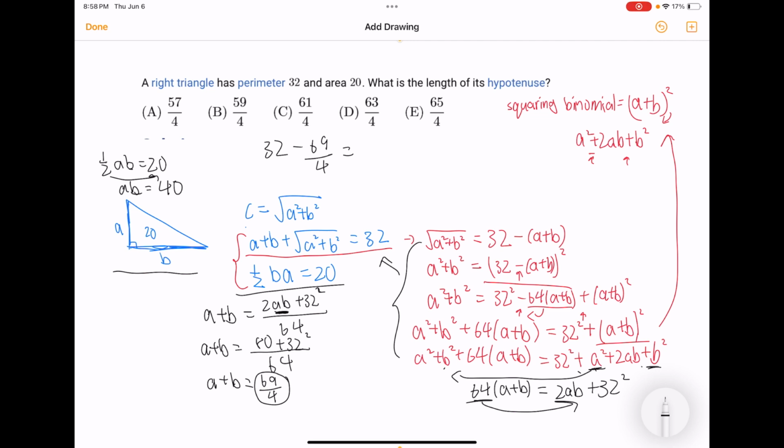Okay, and then so we would get 32, and then we want to find a common denominator, so we're just going to multiply 4 and 32 to get 128 over 4 minus 69 over 4, and that would give us 59 over 4. And that is the answer. That is what the hypotenuse is equal to. And then looking back at the answer choices, we get B, 59 over 4.